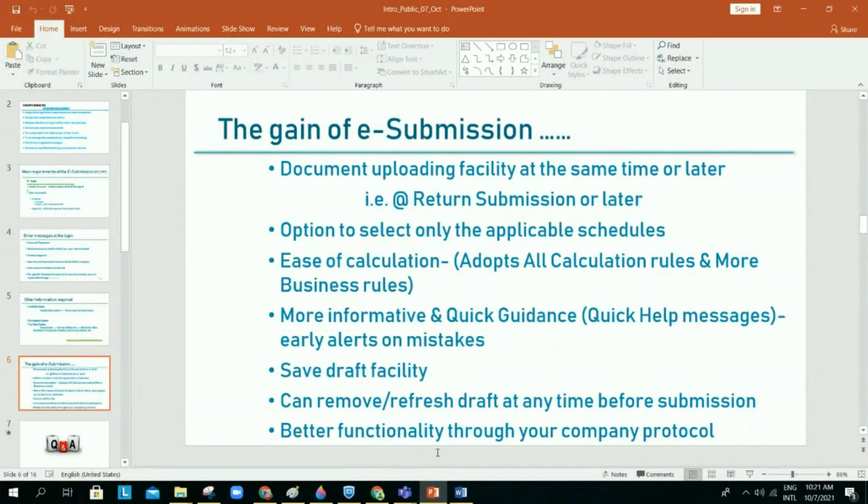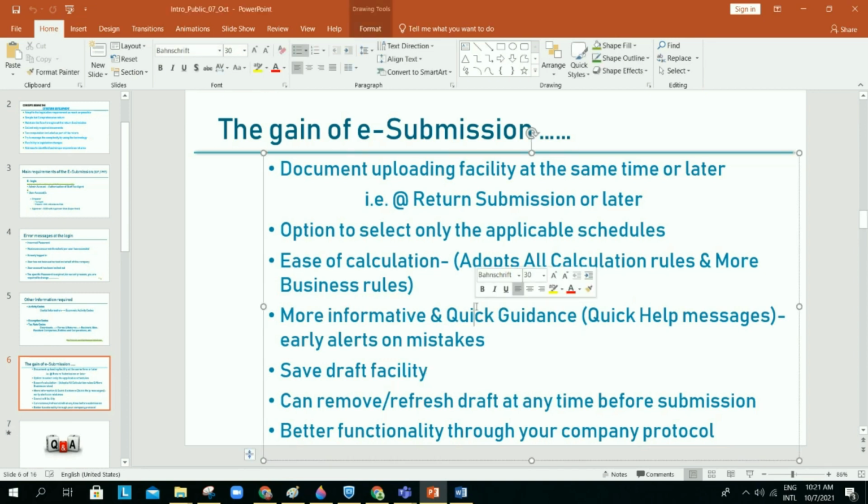As a final point, I have mentioned better functionality through your organizational protocol. As I described earlier, with approve and prepare logins, you can function as per your organization's protocol as you wish. Okay.